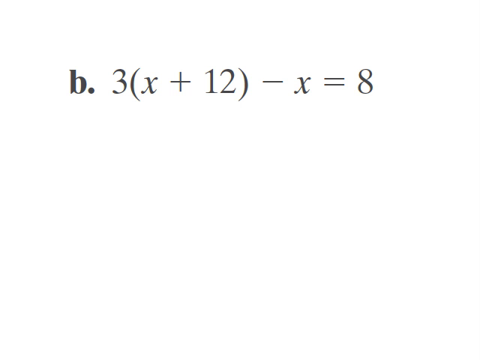Start this problem by doing the distributive property. Distribute the 3 to the x and to the 12. 3 times x is 3x, plus 3 times 12 is 36. So you have 3x plus 36 minus x equals 8. Combine like terms. 3x minus x is 2x. So you have 2x plus 36 equals 8.